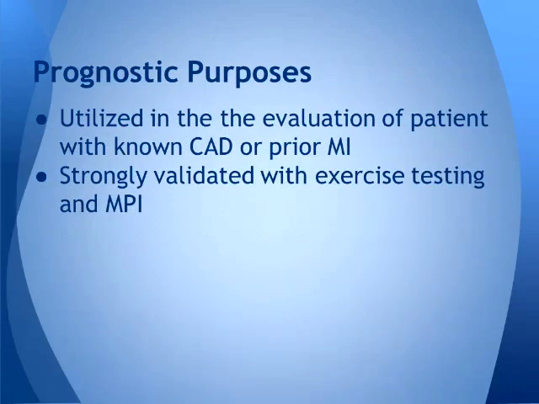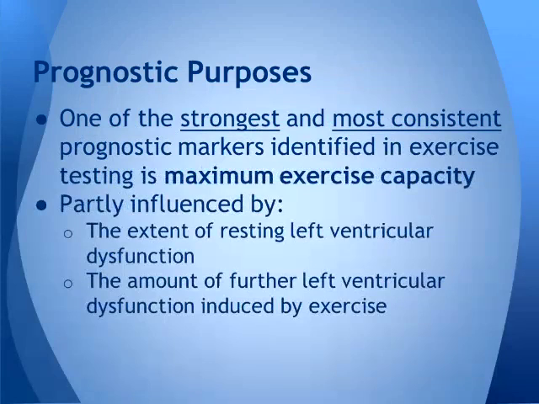So we'll briefly discuss prognostic purposes because, as most primary care providers, you guys aren't going to be taking care of post-MI patients and trying to determine their prognosis. That's something we'll do. It's strongly validated with exercise testing and MPI. One of the strongest and most consistent prognostic markers identified in exercise testing is maximum exercise capacity. It is influenced by resting level of ventricular dysfunction and the amount of further left ventricular dysfunction induced by exercise.